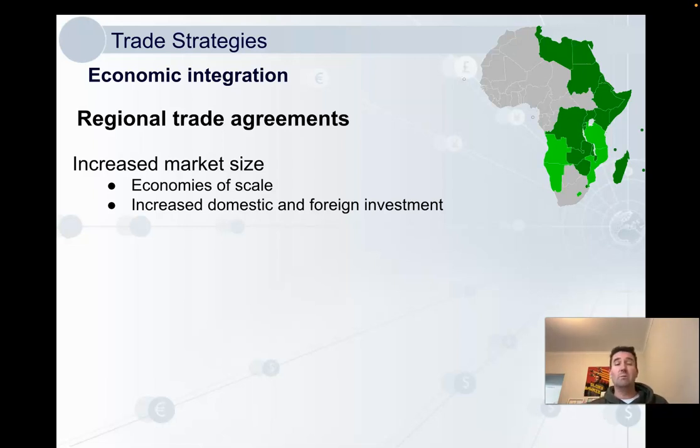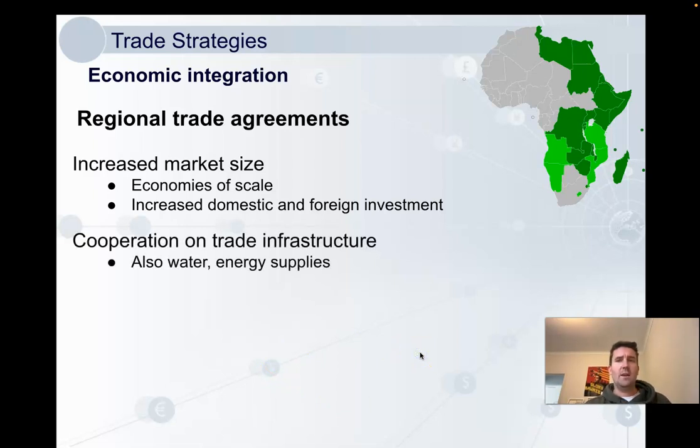and these trade agreements should lead to increased investment. So they're going to be much more attractive for foreign multinational companies to come in, because they know they can produce and sell without trade protection to all these other countries. So that will be attractive to them. The countries would now have an incentive to cooperate on trade infrastructure. So thinking road and rail, access to ports, because they're working together, they're on the same side. Water and energy supplies as well would be useful for them.